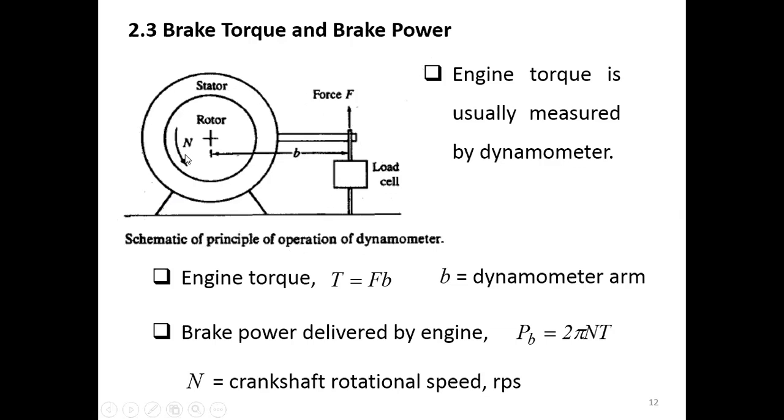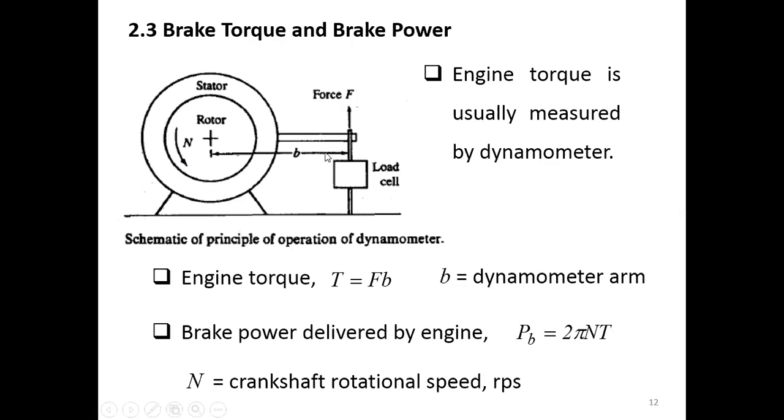When we run the engine using a dynamometer, the engine torque can be calculated from the force that we exert on the dynamometer when the engine runs, times the arm of the dynamometer, which is the distance b here. So we connect our engine to the dynamometer and we let the engine run, and we want to keep the dynamometer able to stand still.